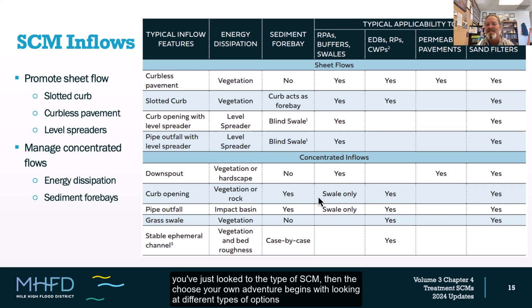Once you've selected the type of SCM, then the choose-your-own-adventure begins with looking at different types of options for inlets and outlets and landscaping. One of the main goals of the SCM inflow features section was to provide a range of options for sheet flow and concentrated flow conditions, because you could really run into any of those in urban areas.